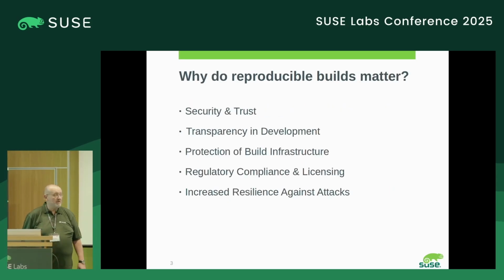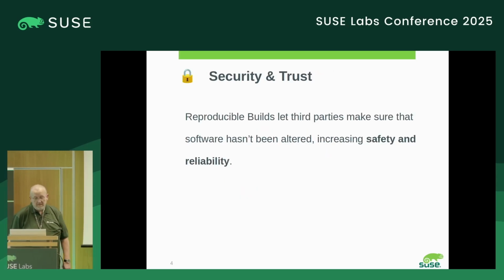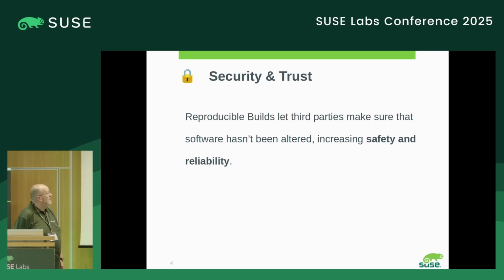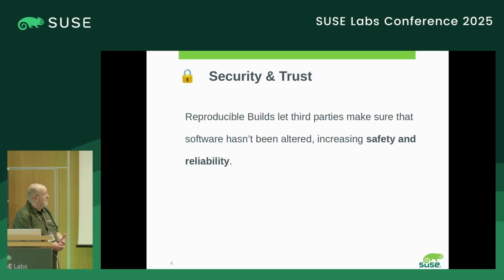Why do reproducible builds matter? There are like five points for this. The first one is security and trust. Reproducible builds actually assure that those who receive our binaries know they were not altered, because one can rebuild them and will receive the same result. And it increases the safety of the binaries, also their reliability.